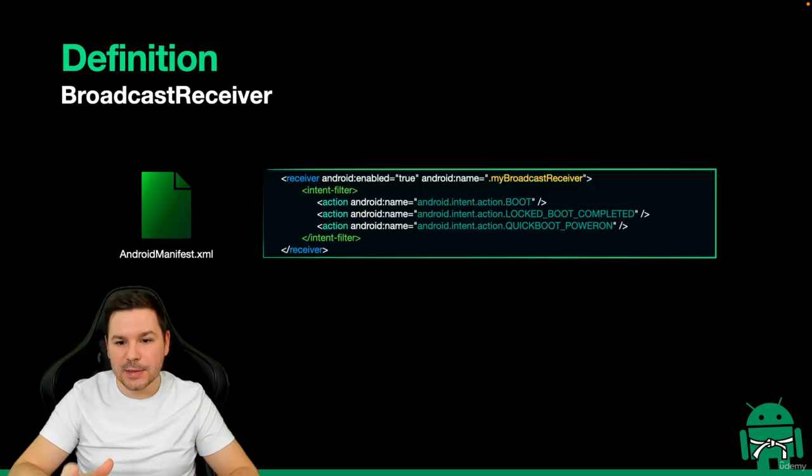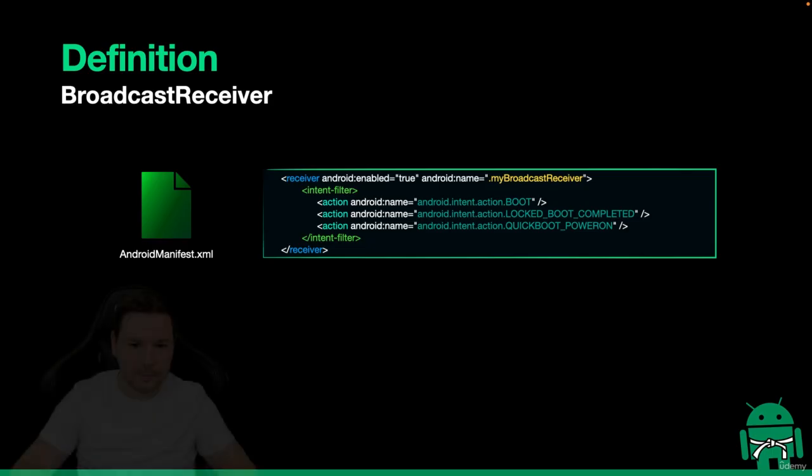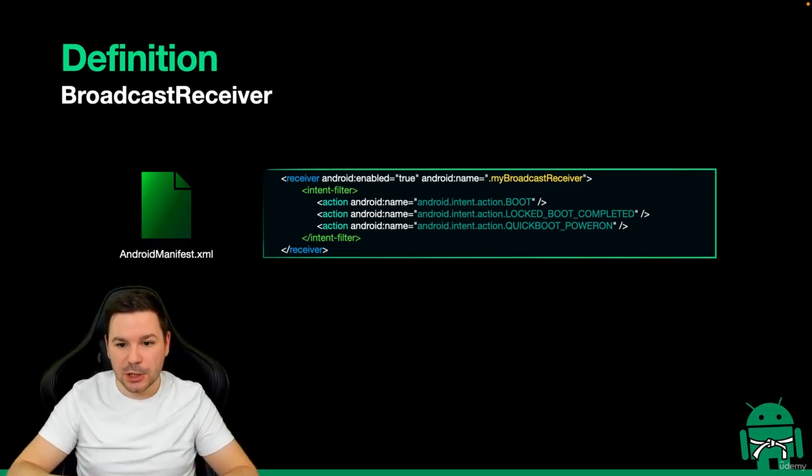So the intent filter is now exporting this BroadcastReceiver to the outside world so that it can react to those intents, and it's listening on the smartphone and waiting for those 3 actions. We've got action BOOT, LOCKED_BOOT_COMPLETED, and QUICKBOOT_POWERON. All of them relate to the booting process of the smartphone. So when the smartphone has finished booting, it informs those applications which are listening to this event about this process. So the smartphone is sending 1 of them, maybe only 2 of them, to those applications.